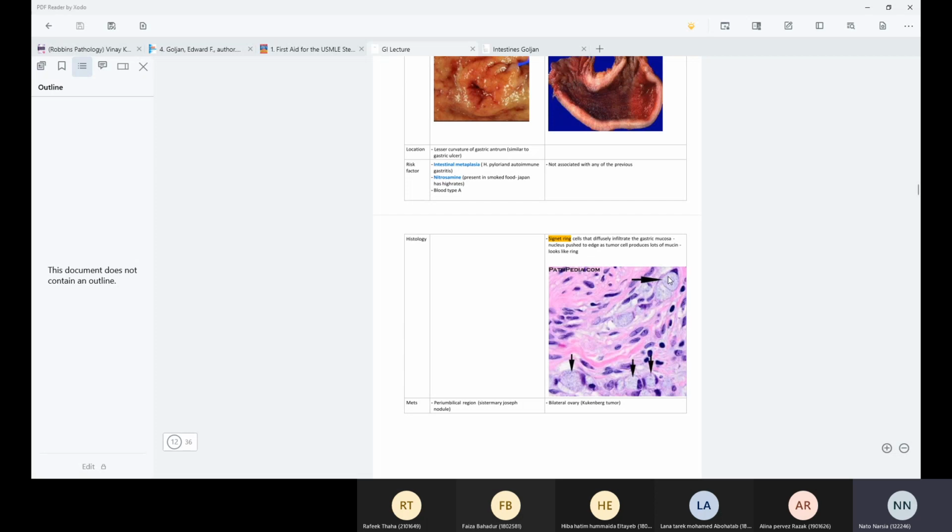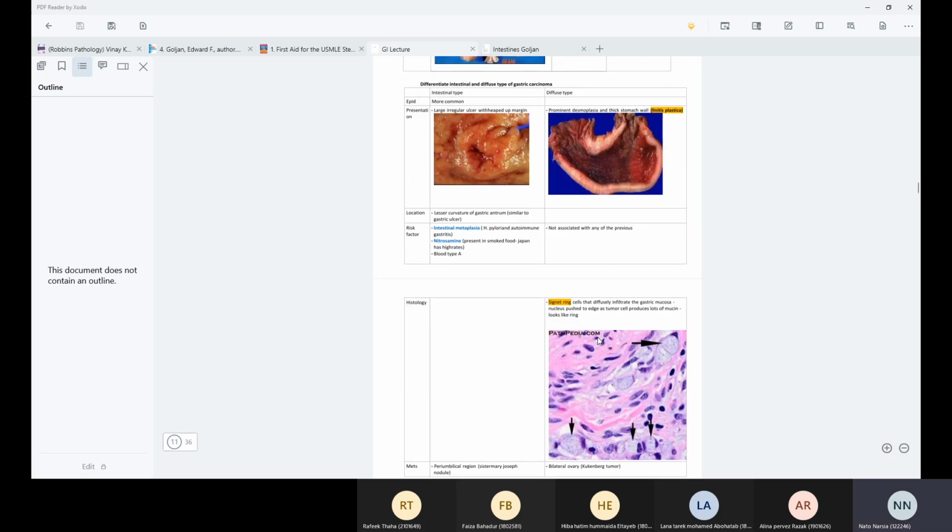And diffuse, why? Because they grow diffusely, infiltrate, and are very, very highly proliferative tumors. Signet ring cell has a punched-out nucleus, and the cell is full of mucin. Multiple signet ring cells you will find there. So if you find this microscopic image, guys, that means it is very malignant, poor prognosis, and the patient won't survive for long. Risk factors, again, lesser curvature of the gastric antrum is the location.